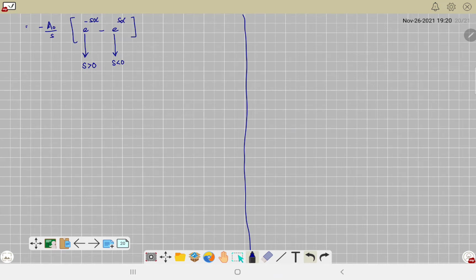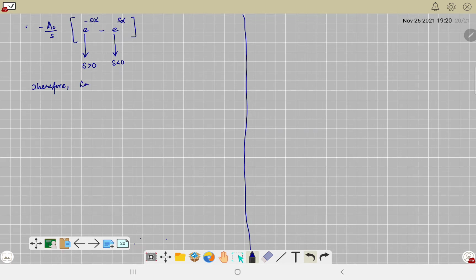Now this is a contradictory requirement for these two components. For the first exponential to converge, s should be greater than 0. For the second exponential to converge, s should be less than 0. Therefore, since this is contradictory, there is no overlap, greater than 0 and less than 0. So there is no overlap between the two ROCs.